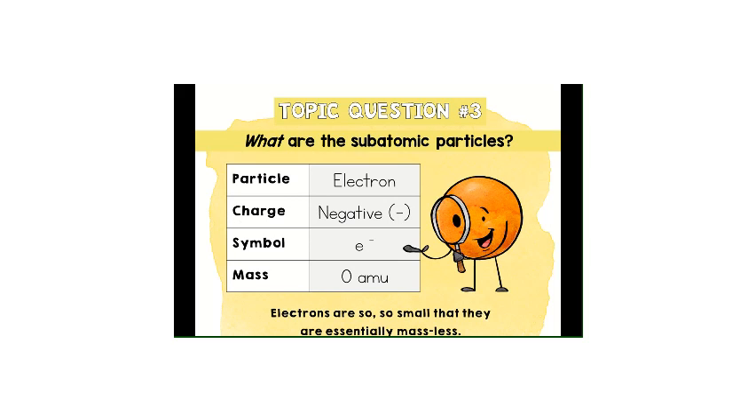Electrons are that third subatomic particle. They are negatively charged. We use the symbol E with a little negative sign, and they are so small that they basically don't have a mass. So we say that they weigh 0.